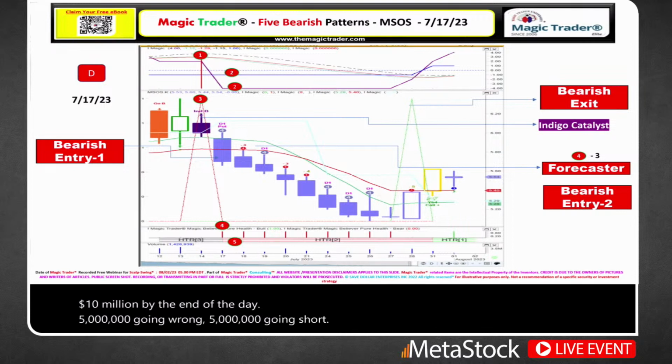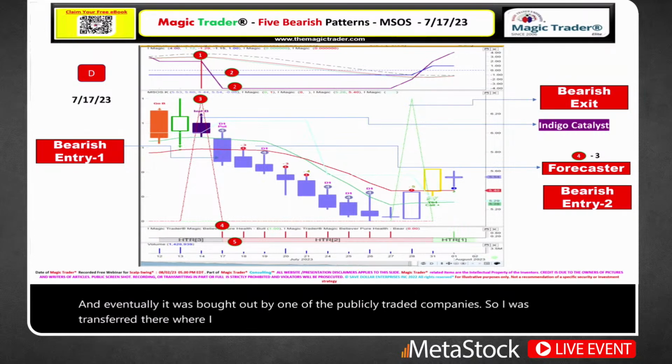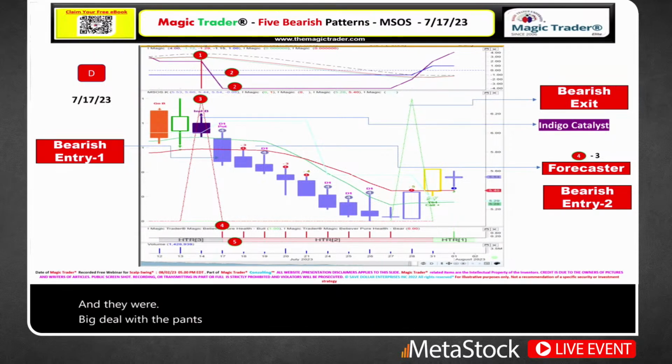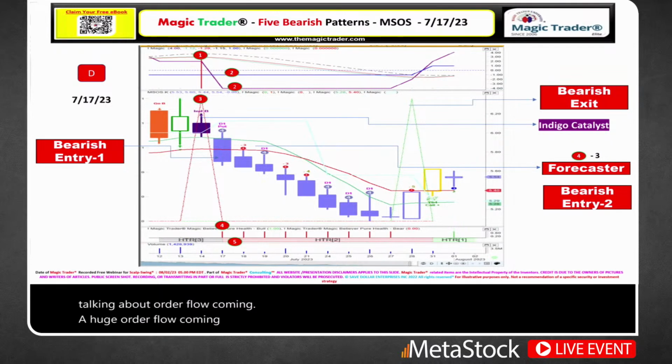This was one of the best prop firms, and eventually it was bought out by one of the publicly traded companies. So I was transferred there, where I saw a lot of action. They dealt with a huge order flow coming in. That changed my views of a lot of things.